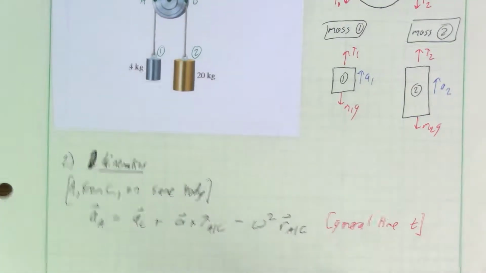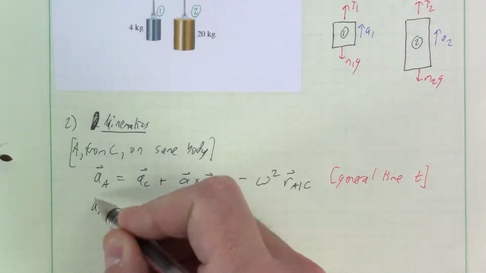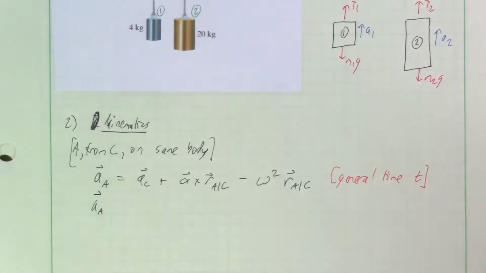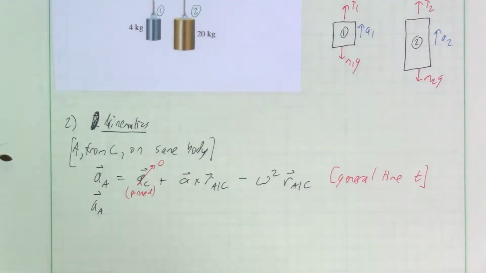Okay, so let's expand this out a little bit. This is our kinematics relationship, and then we'll make some observations. All right. Well, the first thing, like I said, this is 0. This is pinned. Okay. So that one goes away.